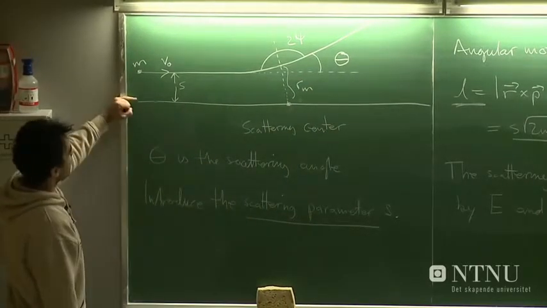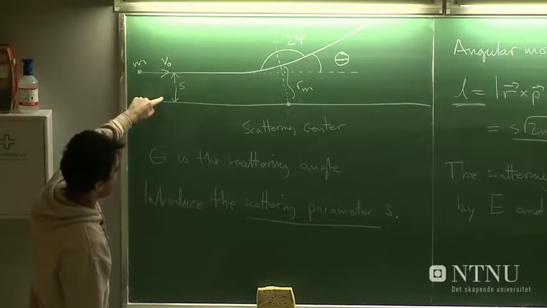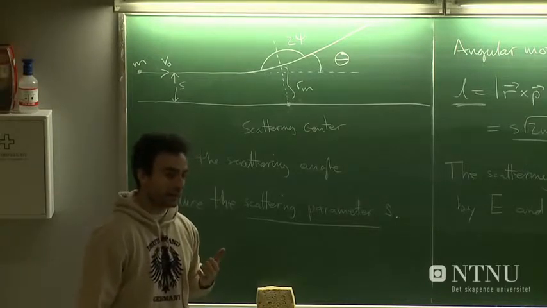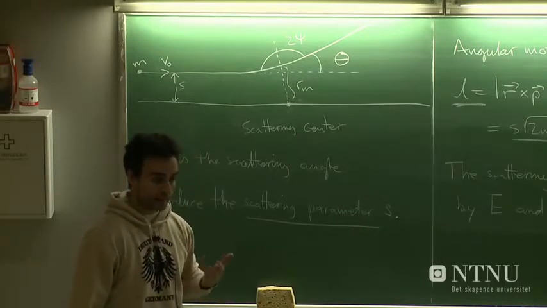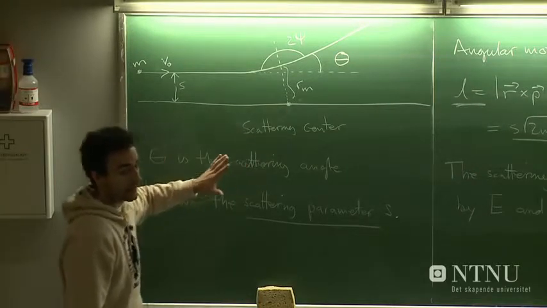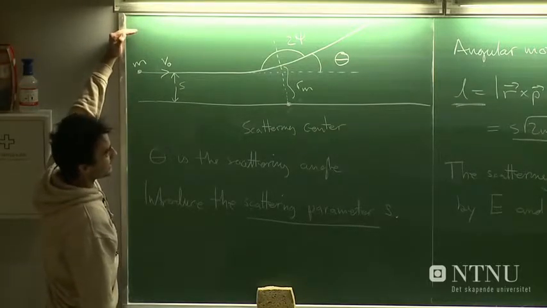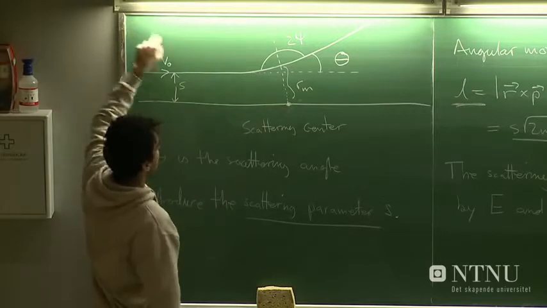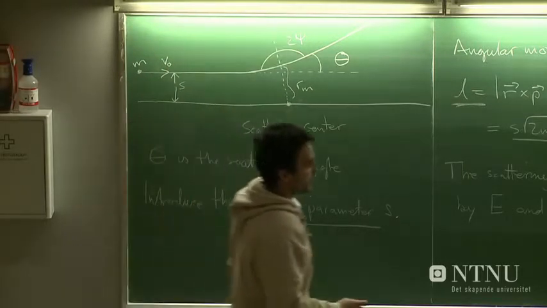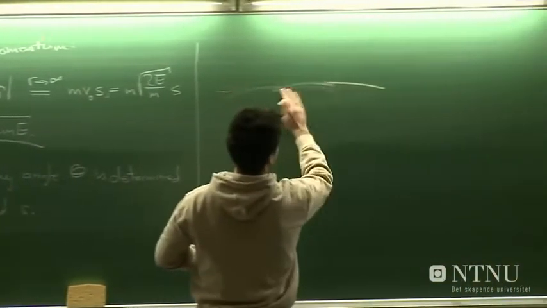Well, if S is small, so the particles are incoming here, for instance, it seems reasonable that they should be influenced in a heavier way by this potential energy compared to if S was large, if they were incoming here. So they would feel less of this scattering center if they were incoming far away. So let me try to draw that.